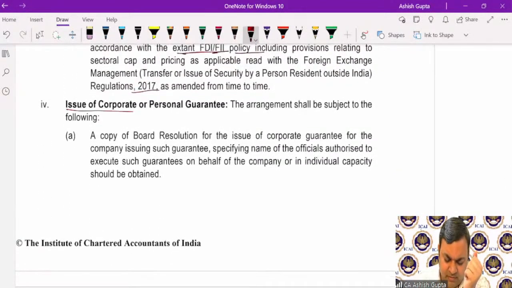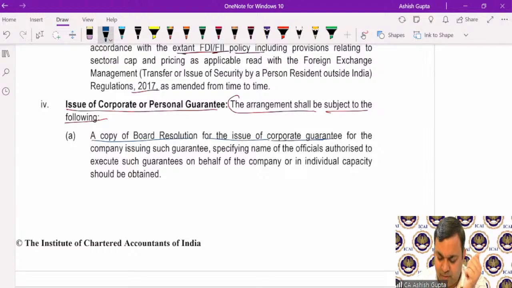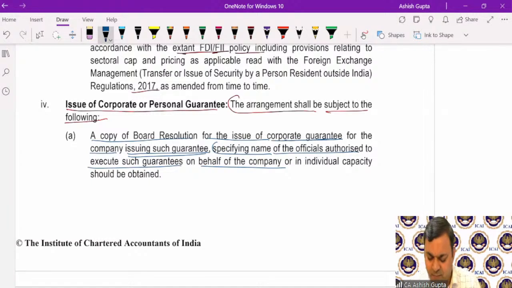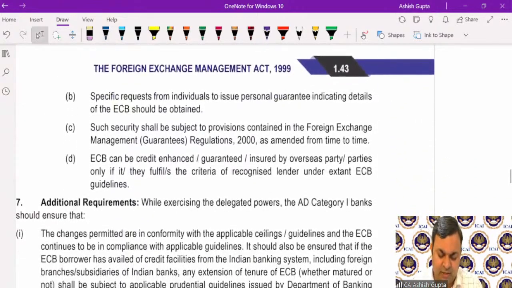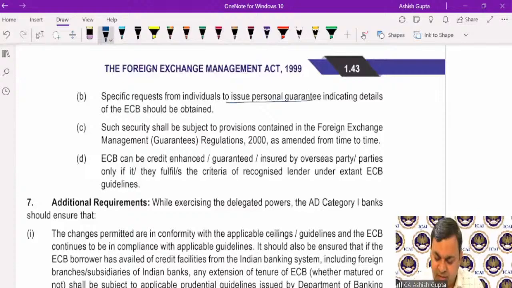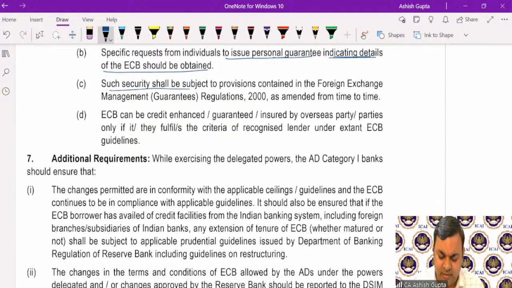Issue of corporate or personal guarantee. The arrangement shall be subject to the following. First point, a copy of the board resolution for the issue of corporate guarantee for the company issuing such guarantee, specifying the name of the officials authorized to execute such guarantee on behalf of the company. You need to mention the name. Or, in individual capacity, a specific request from individuals to issue personal guarantee indicating details of ECB should be obtained.